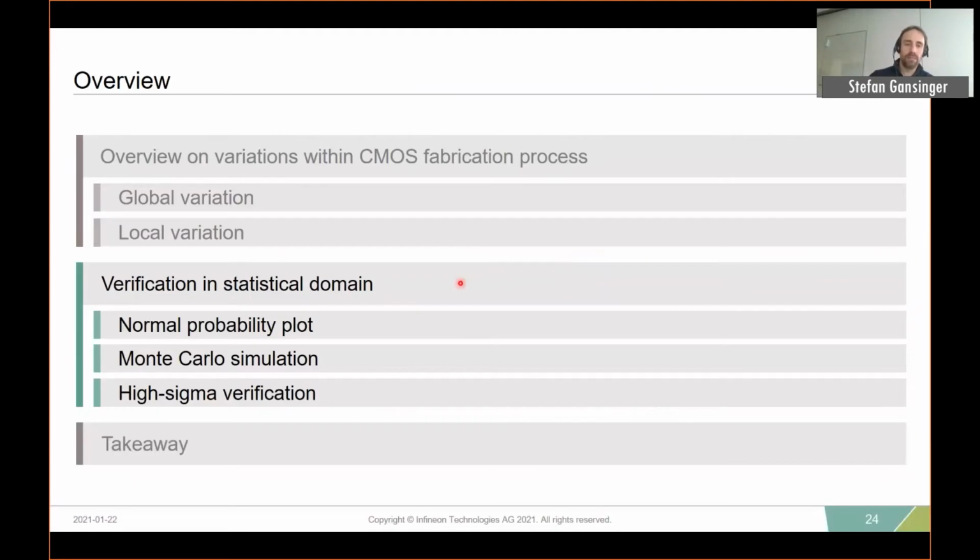Again, I have some subsections here. The main part will be on different simulation methods, but before I go into this, I want to introduce a maybe not so well known way to plot statistical data. This is called a normal probability plot or a quantile plot. When you understand this, it's much easier to follow the upcoming part about the different simulation methods.